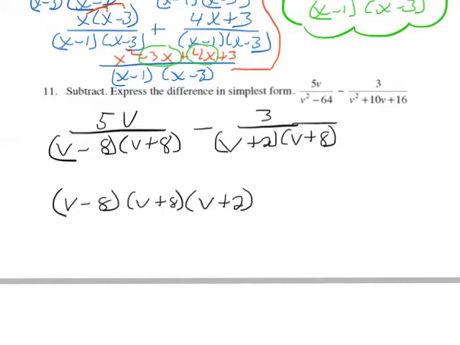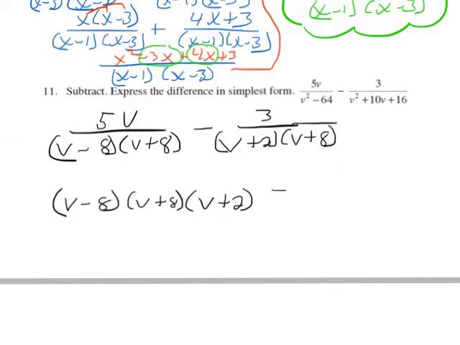Alrighty, well, let's see. How many v minus 8s do I have here? I have 1, so I need 1. How many v plus 8s do I have here? 1. How many v plus 8s do I have here? 1, so I need 1. V plus a 2s. How many v plus a 2s do I have here? None of them. How many here? 1 of them, so I need 1 of them. So what I've just found is my common denominator.